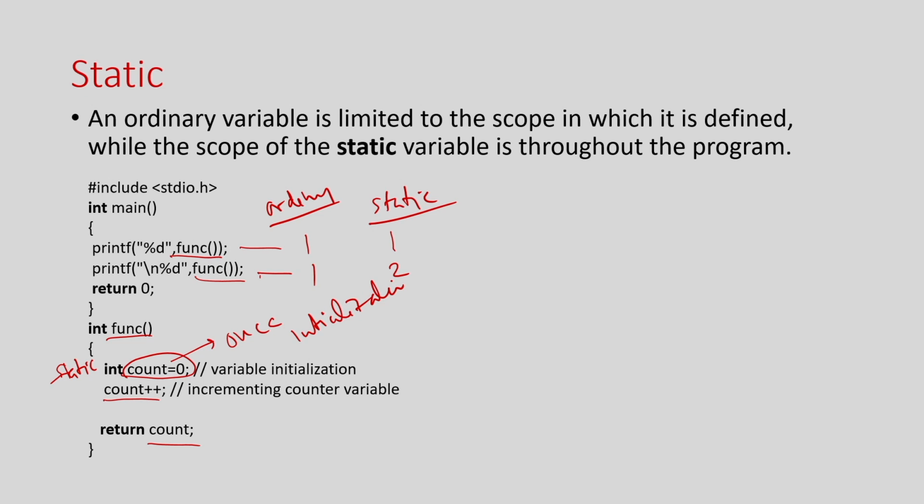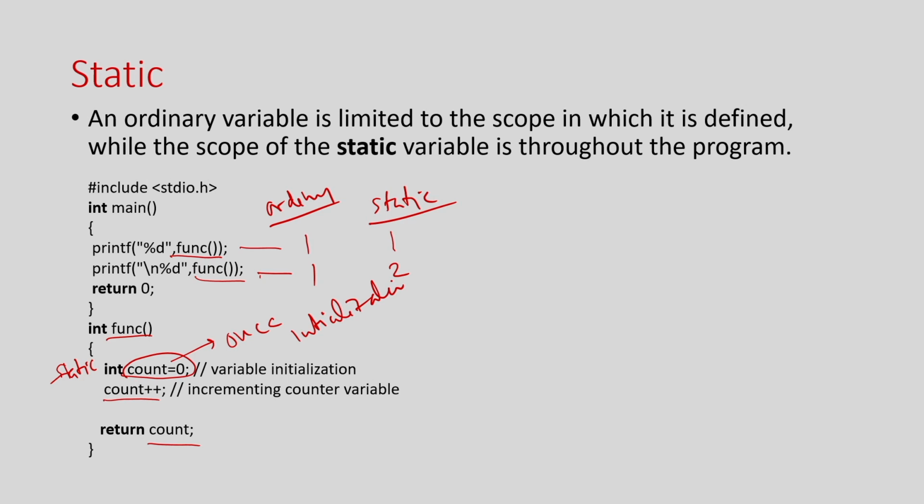Now think about the ordinary variable versus the static variable, and how they get mapped into hardware. For the ordinary variable, this count may not be stored in a register, because count is simply set equal to 0.